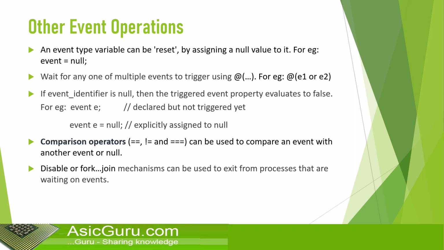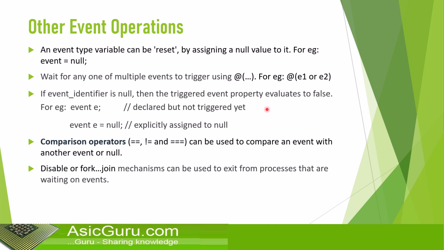Next, there are a lot of other operations which you can perform with SystemVerilog events. For example, you can reset an event variable by assigning it the value null, for example, event equals null. Second, to wait for any one of several events, you can use the OR operator with the @ operator. For example, in this case, the process waits for either E1 or E2 to trigger.